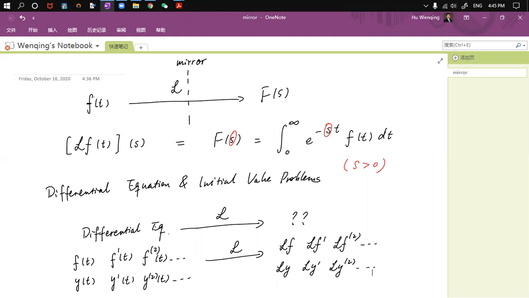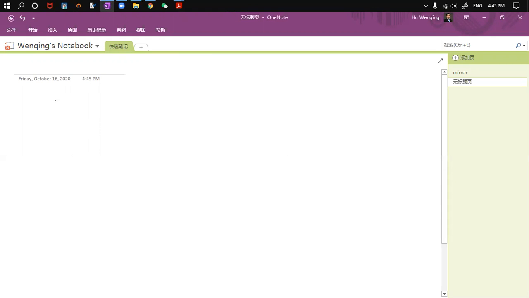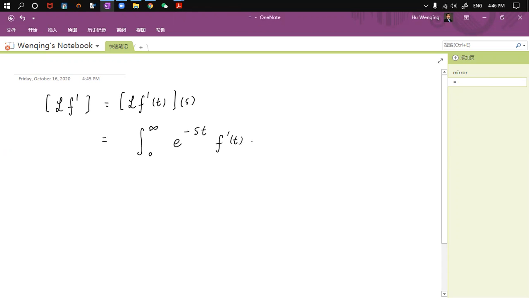Okay. So now let us try to compute the Laplace transform over derivatives. That means we would like to start from calculating the Laplace transform of f prime of t. To abbreviate, I will just say Laplace transform of f prime, which means the Laplace transform of f prime of t evaluated at the point s. Now, by definition, the Laplace transform is the integral from 0 to infinity of e to the power minus s t multiplied by f prime of t, because you're just trying to do the Laplace transform of f prime.